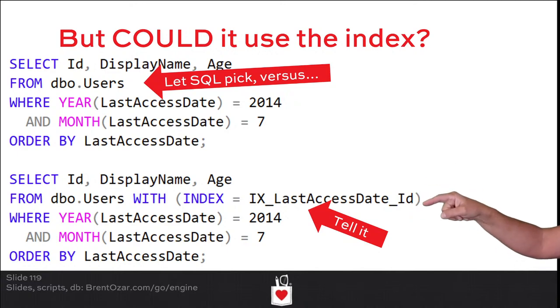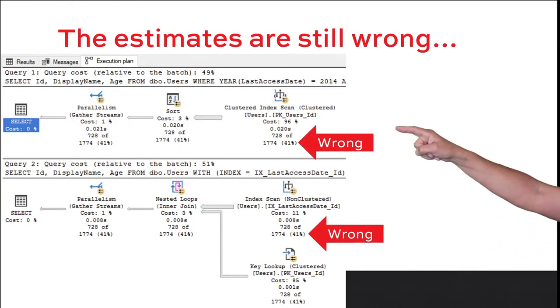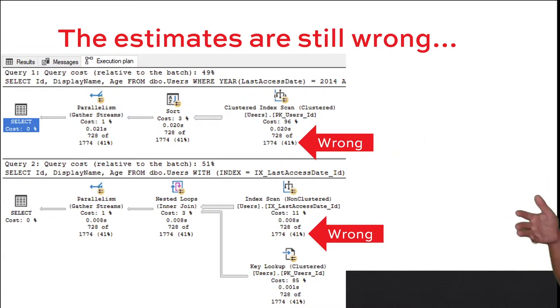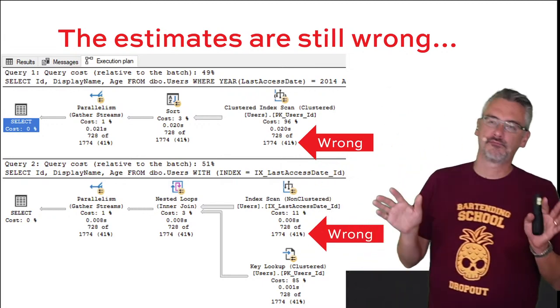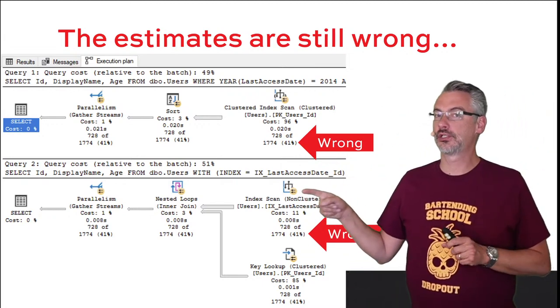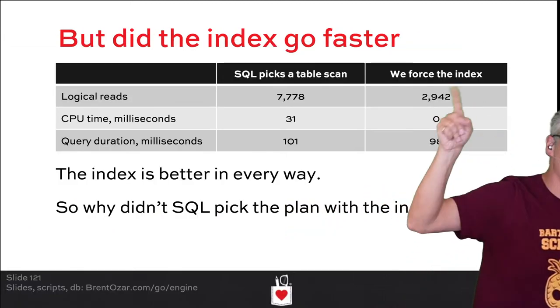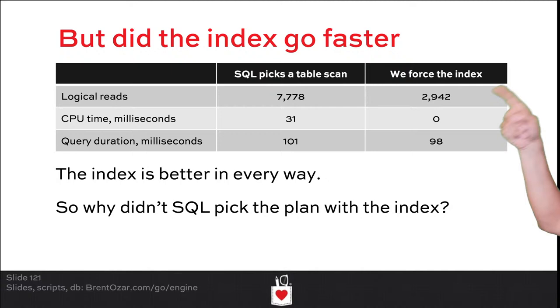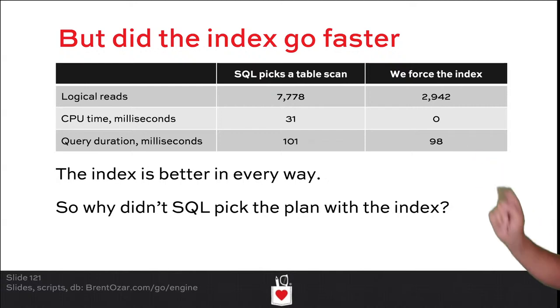And the query works. It doesn't fix the estimates. The estimates are still incorrect. However, SQL Server absolutely can use this index. It's an index scan, not a seek. Still, SQL Server could use this index. And it would go faster. When I force the index, it does less logical reads, less CPU time, and less query duration.